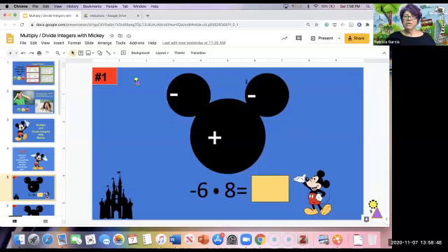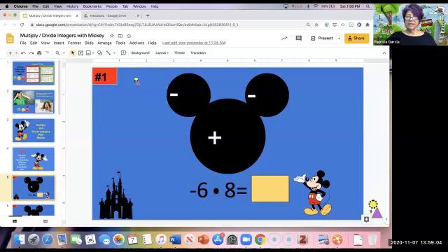Every time we use the Mickey ears to multiply or divide integers, we are going to have the negative signs in the ears, always in the ears. And then we're going to have the plus sign in the middle of Mickey's face. So next, we're going to look at our problem.